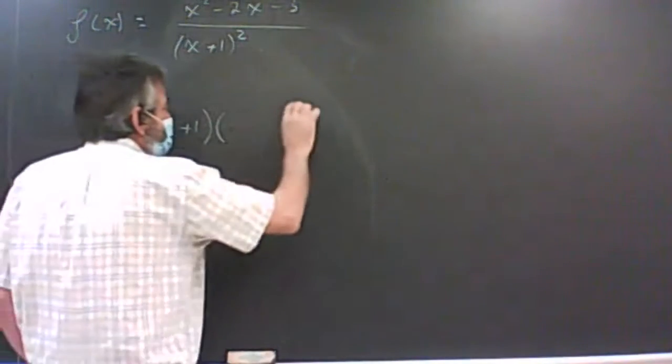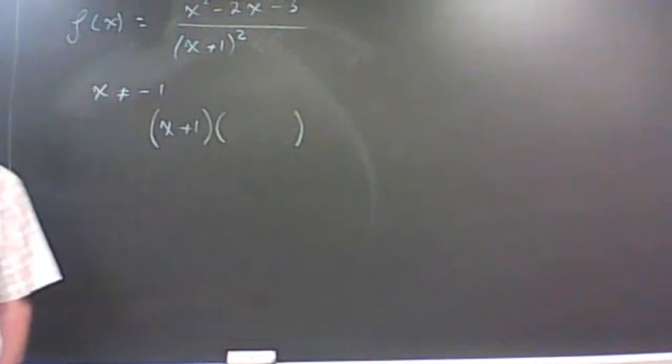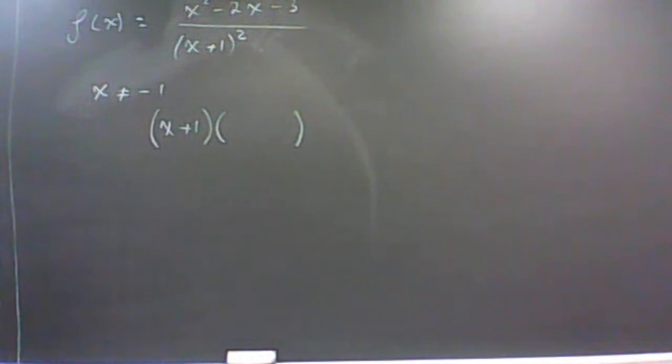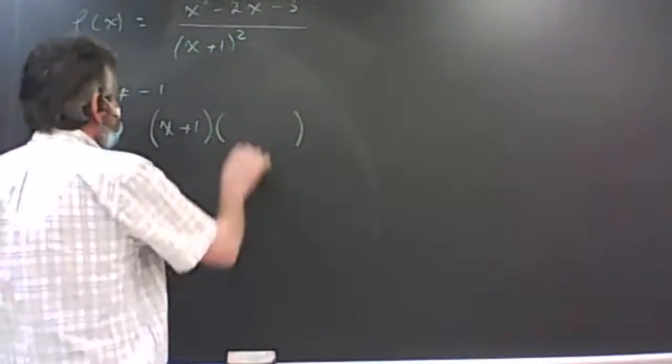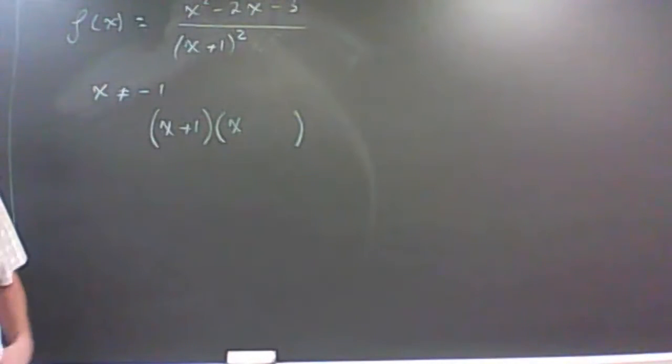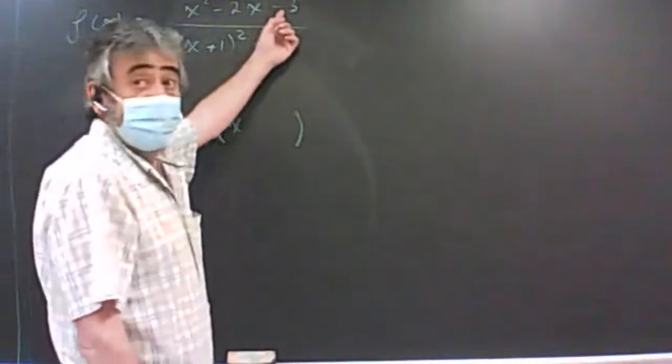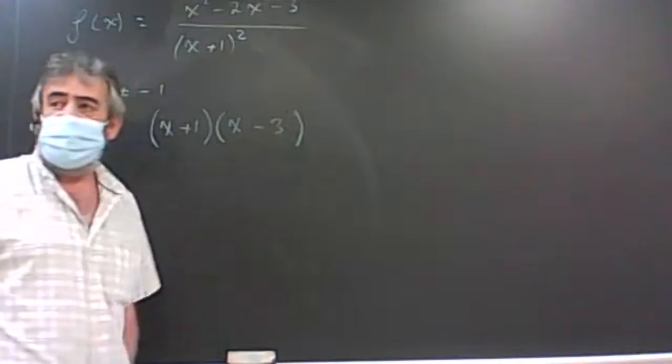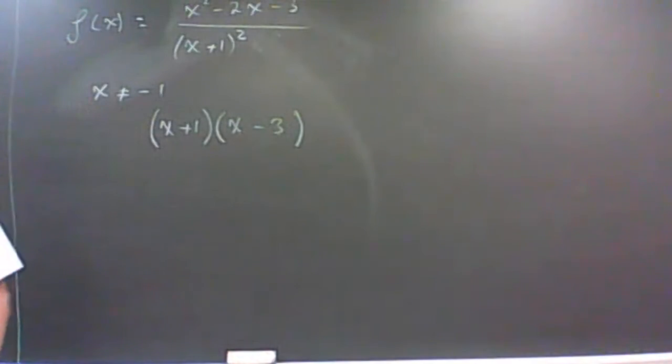So we know -1 is a factor. If -1 is a factor, the top part is going to be x plus 1 times some other factor. What's the other factor? Well, to get x squared, you need to multiply by x. And to get the -3, you need to multiply the 1 by -3. It's easy to factor when you know one of them.